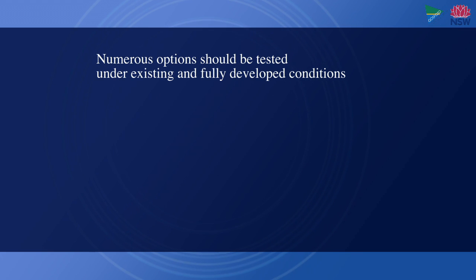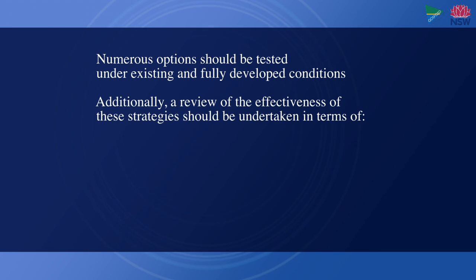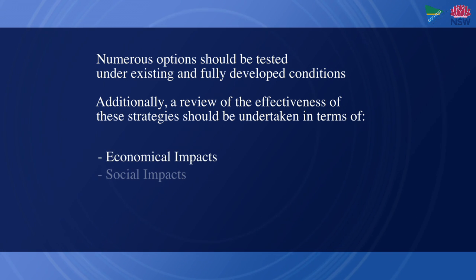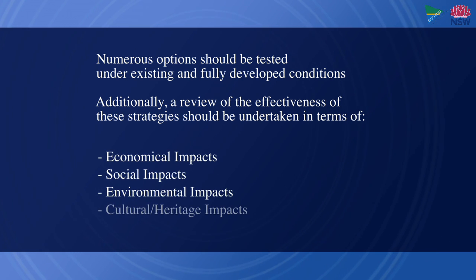Every catchment is different. However, usually around 10 options need to be tested under existing and fully developed conditions, and a review of the effectiveness of the strategies undertaken for economical, social, environmental and cultural heritage impacts. A benefit cost analysis should also be undertaken for a range of options. The cumulative impacts from all planned development, including any impacts from increased urbanisation, need to be considered and addressed.